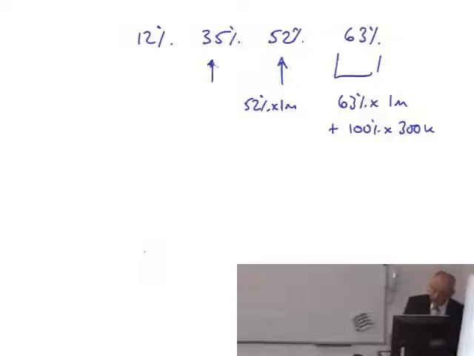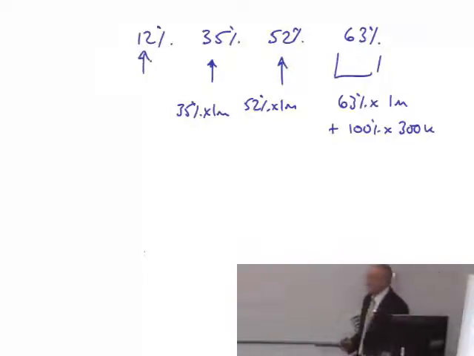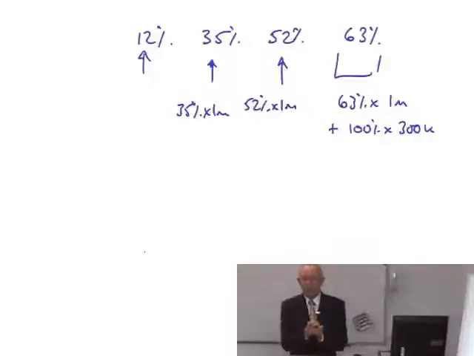Same with this 35%. That will be 35% of the million. But what about the 12%? There is a principle within the IAS that no profits should be recognised until the contract is sufficiently progressed that the outcome can be determined with reasonable certainty.